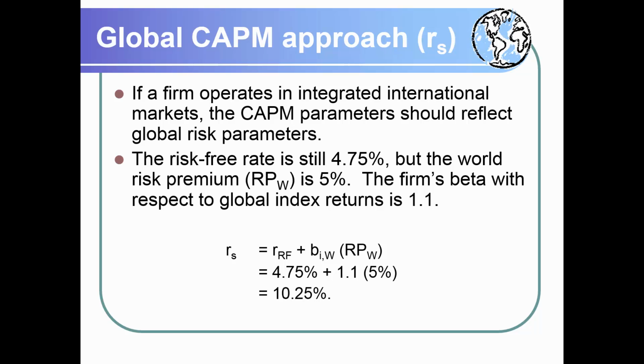So what is changing here is the beta of the firm. Why is the beta changing? Because now we are talking about a different market that is used to find the beta, and that is the global index. With the global index, the beta goes down and the risk premium goes down. So for this company, because it's a multinational operating in integrated international markets, the cost of equity is going to be 10.25%.